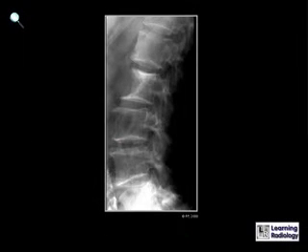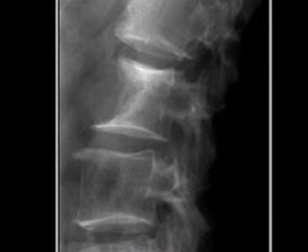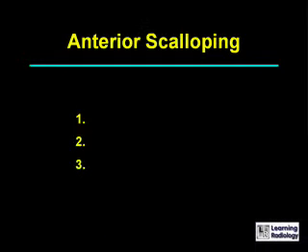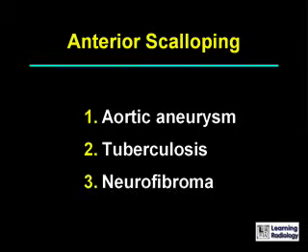Here is the next differential diagnosis. Pause the player. The differential diagnosis is for anterior scalloping of the spine. There are 3 causes listed. Pause the player. 3 causes of the anterior scalloping of the spine include aortic aneurysms, tuberculosis, and neurofibromatosis.